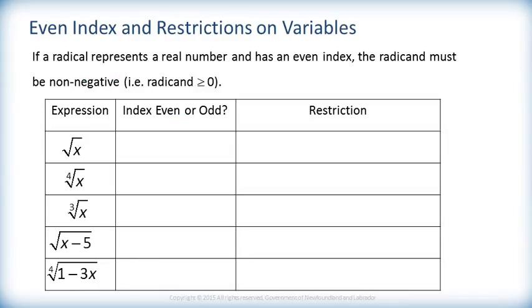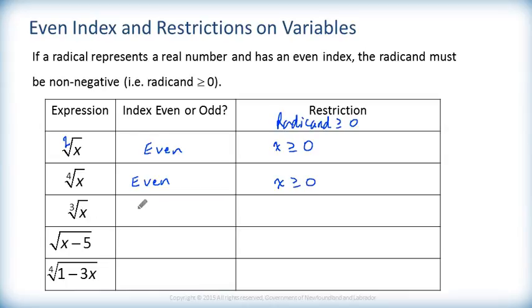Recall from recording 1A, if a radical represents a real number and has an even index, the radicand must be non-negative. In other words, the radicand must be greater than or equal to 0. Looking at our first expression, it's a square root, so the index is 2. That's an even index. We cannot take the square root of a negative number, so our restriction is that the x value must be greater than or equal to 0. That's our radicand. The fourth root of x has an even index, and the radicand this time again requires x greater than or equal to 0.